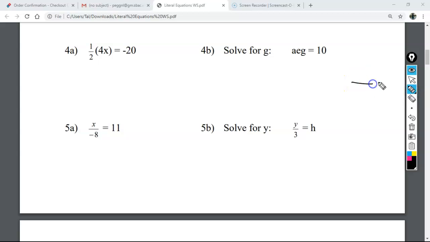All right, so on to number 4A. On 4A, it says 1/2 times the product of 4 times x. So here's where my variable x is. This whole term is stuck together, so we have to deal with this 1/2 first.